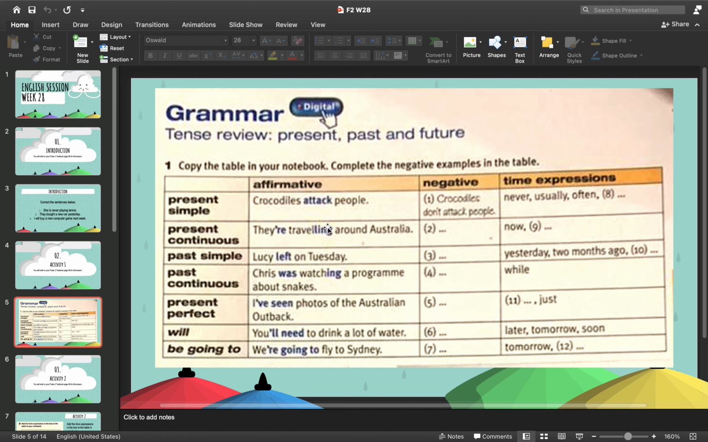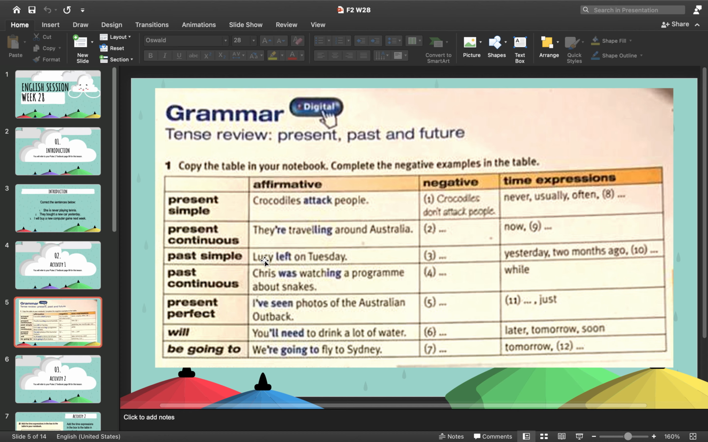So, you must change this sentence from affirmative to negative sentence. Okay? Tukar dia daripada affirmative kepada negative. For example, they're travelling around Australia. So, bila nak tukar kepada negative, they're not travelling, ataupun kamu boleh jadi they aren't travelling around Australia. So choose one. And that's all the example that I'm giving. Okay, 7 contoh yang teacher boleh bagi. Next, teacher akan terangkan saja.